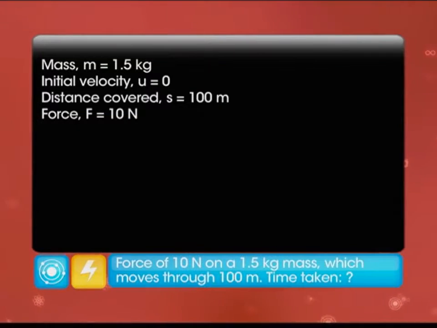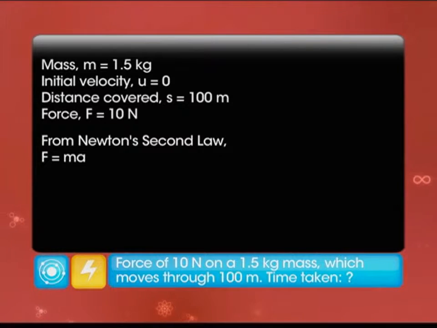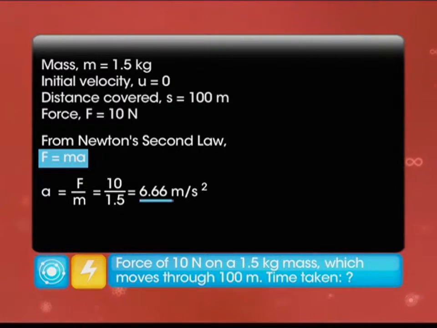These are the key points. In the problem it is given that mass is equal to 1.5 kg, distance is equal to 100 meters and force is equal to 10 Newton. Since body is at rest, its initial velocity u is equal to 0. Apply Newton's second law, F is equal to ma, and calculate the acceleration a. 1 mark for this.